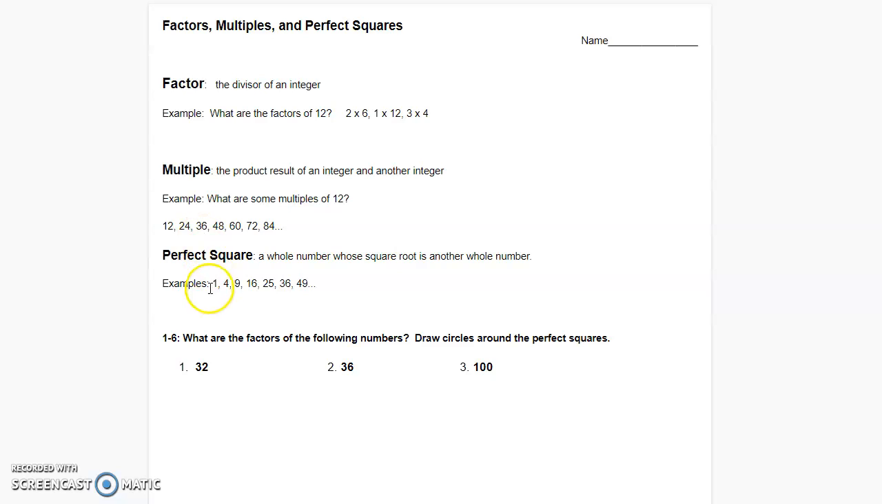Examples are 1, 4, 9, 16, 25, 36, and 49. That's because this is 1 squared, this is 2 squared, this is 3 squared, 4 squared, 5 squared, 6 squared, 7 squared. In other words, if you do the square root of 1, you get 1. The square root of 4 is 2, the square root of 9 is 3, the square root of 16 is 4, the square root of 25 is 5, the square root of 36 is 6. So what would be next after 49? I hope you guessed 64. 64 would be next, and then 81, then 100.